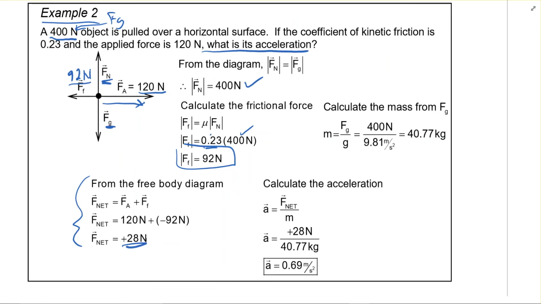Now what we got to do is just figure out what the acceleration of this thing will be. So we'd start off with this formula. Acceleration is equal to F net divided by m. But we hadn't figured out m yet. But m's going to be pretty easy to figure out. We know that force is equal to mass times gravity. If you rearrange that, the force of gravity is 400 newtons, acceleration is 9.81, and our mass is going to be 40.77 kilograms. Okay, now that we know that, we can figure out the acceleration using our net force that we figured out. So if you plug that in, we get 0.69 meters per second squared.